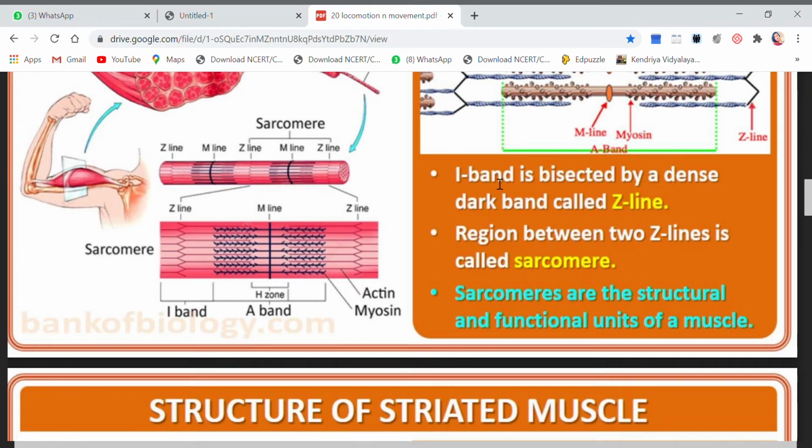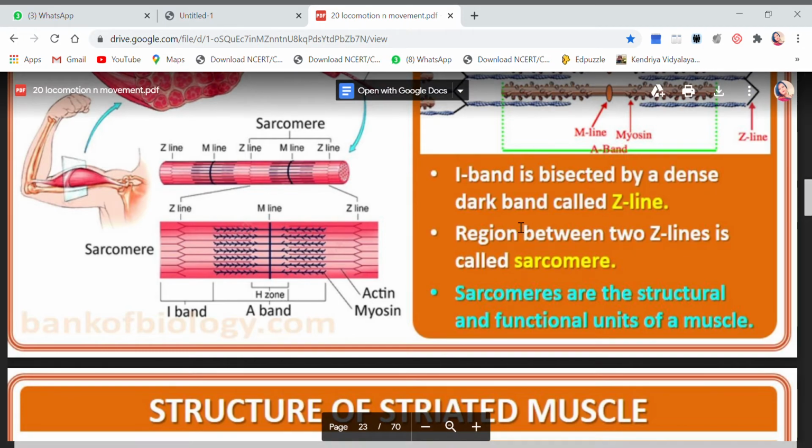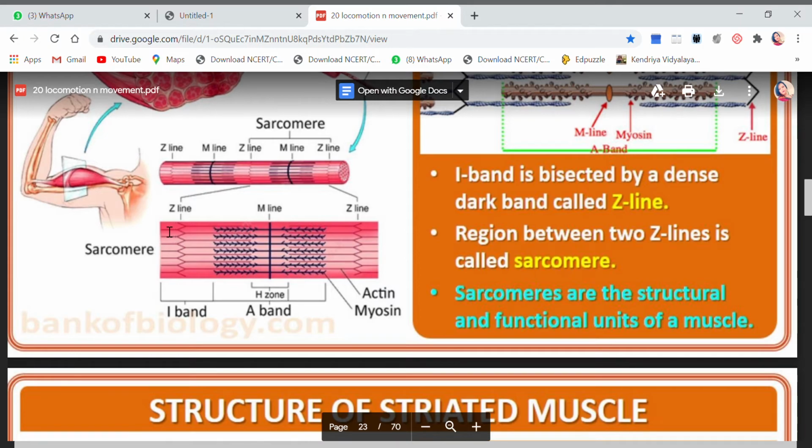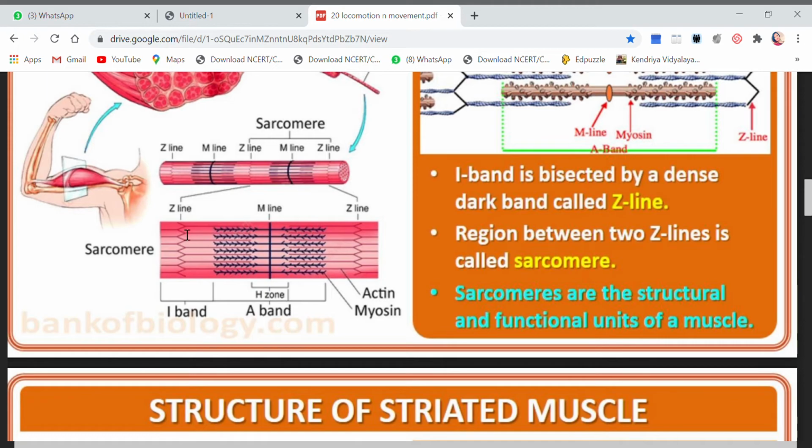Right? Now you see, I band is also bisected. This is my I band, and you see there is a zigzag line drawn in between. So the I band is bisected by a dense dark band called Z line. This is Z line. Now these are the two Z lines, this is one Z line, and this is the other Z line. The area between the two Z lines is called the sarcomere.